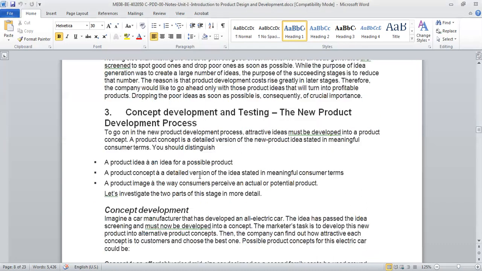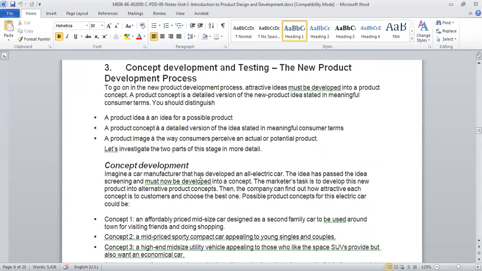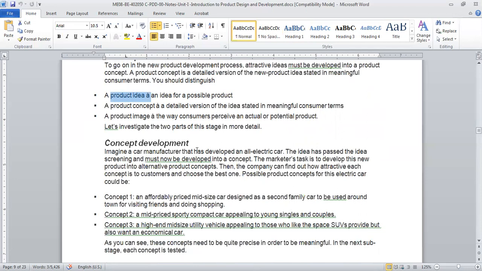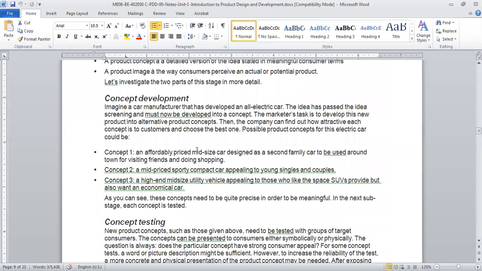Then concept development and testing. The next stage will be, once the idea is finalized, a concept will be developed. There may be one, two, three ideas. For those ideas, concepts will be developed and testing will be done. You have to distinguish between the idea and the possible product concept, and a detailed version of the idea should be there. Then a product image, so that the customer knows what they are going to get. In concept development, you have to develop a concept, a prototype kind of thing, so that people will be able to actually see or feel it.